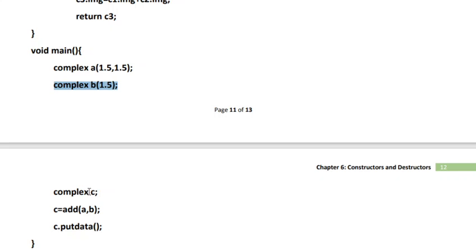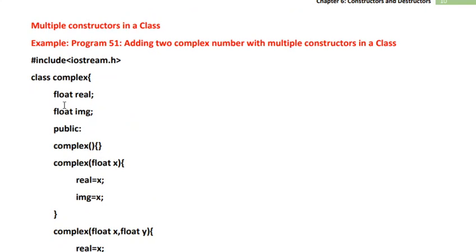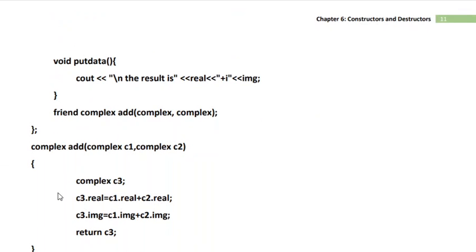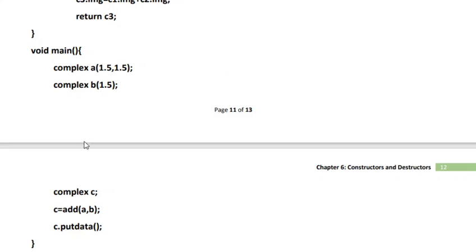Then I have a variable c of type complex being declared. So c is initialized with the return value of add a comma b and c dot put data. So here what we are basically trying to present is that we can have multiple types of constructors in a given program. And we have made a slight change here where we have defined a parameterized constructor that takes in different values as well.